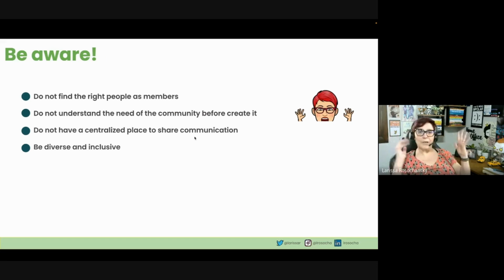And also be aware. What are the pitfalls that you may find? Sometimes you do not find the right people as members, so they are not interested. You don't correctly understand the need of the community, or you just create it because it's fun. So why are you creating it? You don't see the goal of it. You don't have a centralized place to share the communication. People don't know where to find the information, where to go to find the reference material, etc.